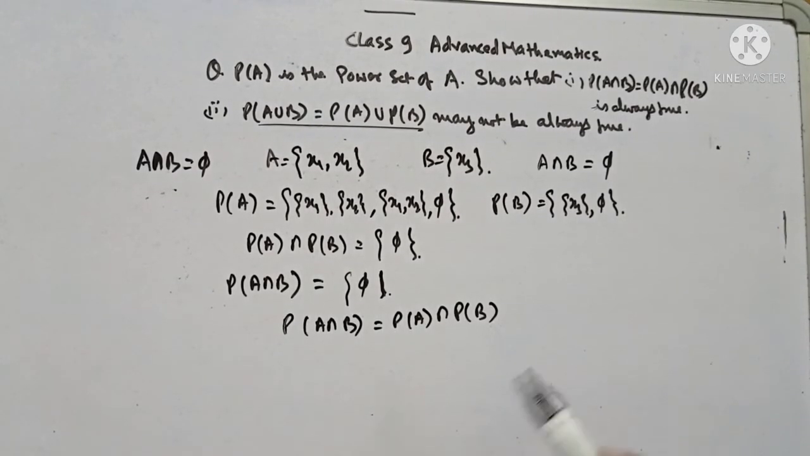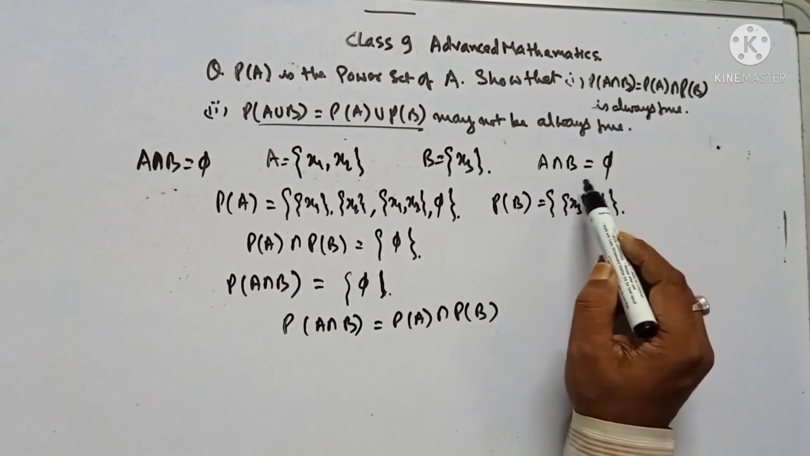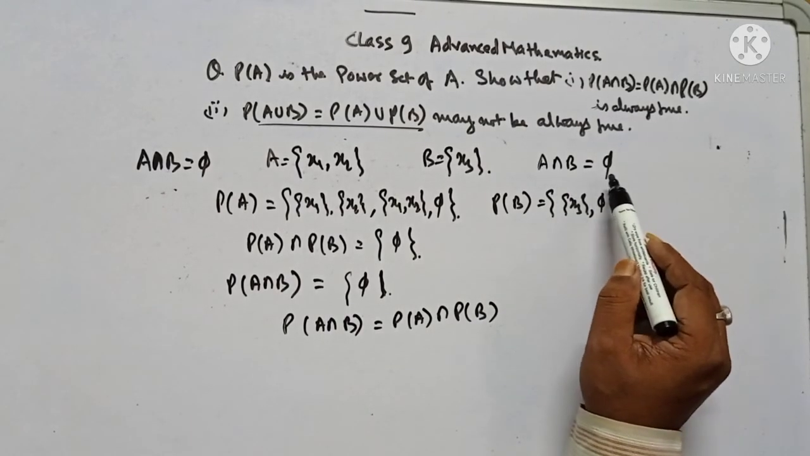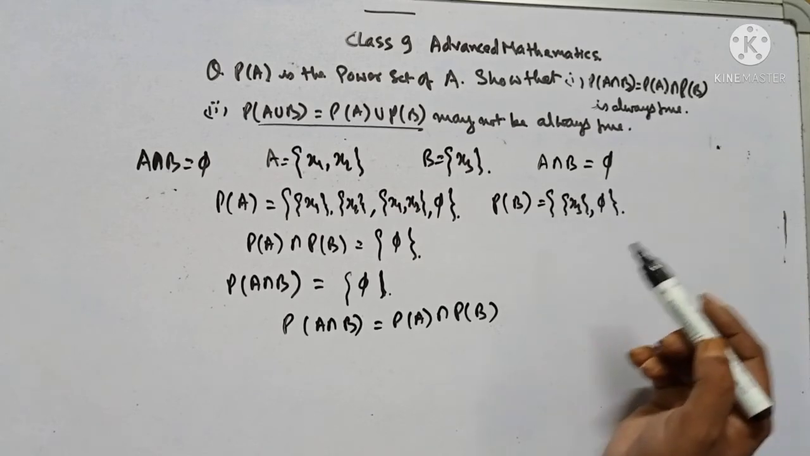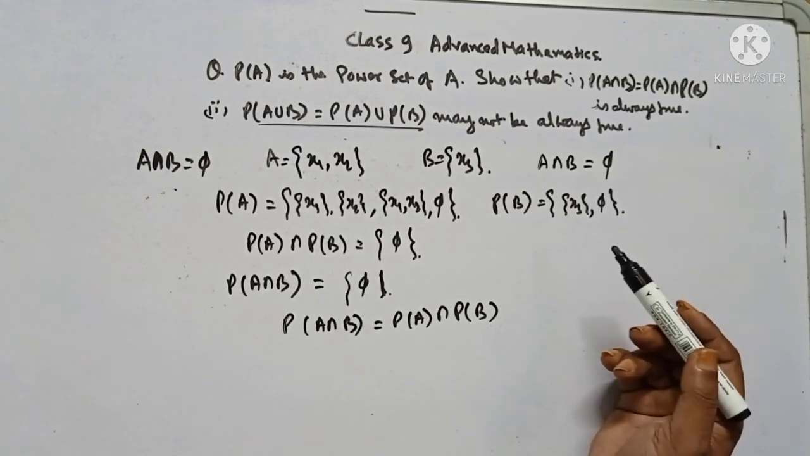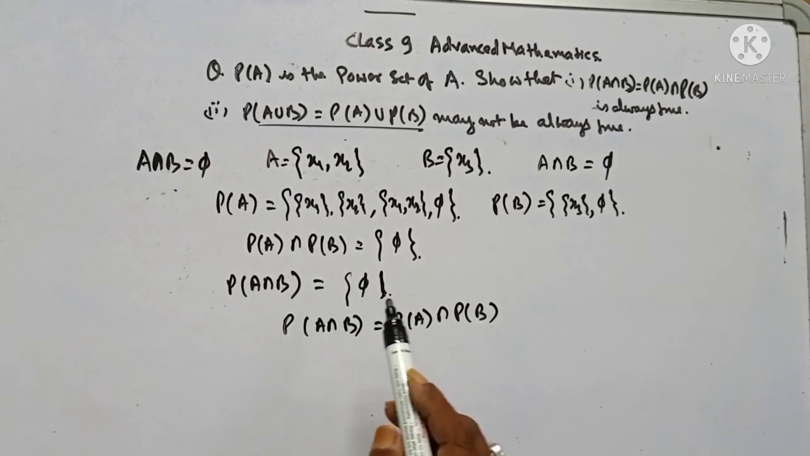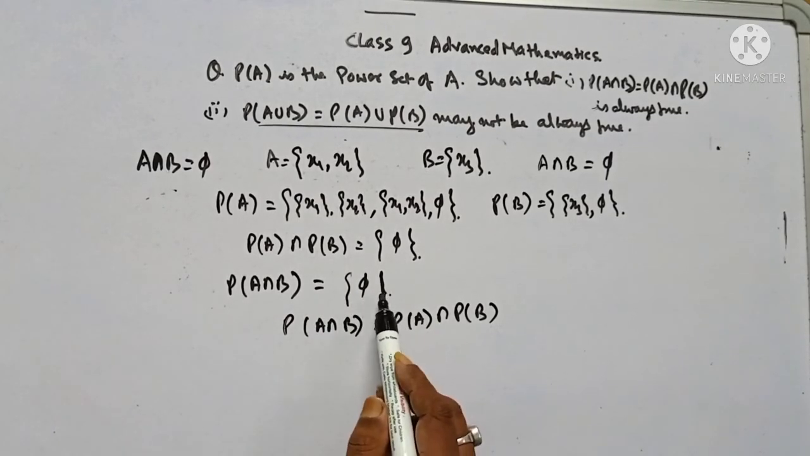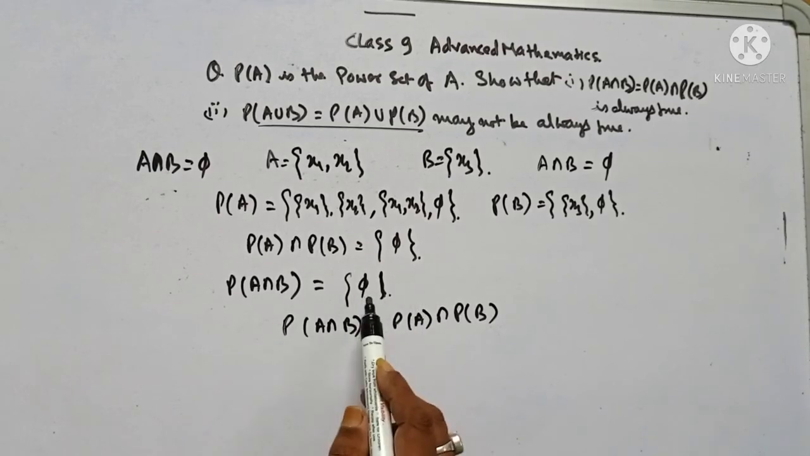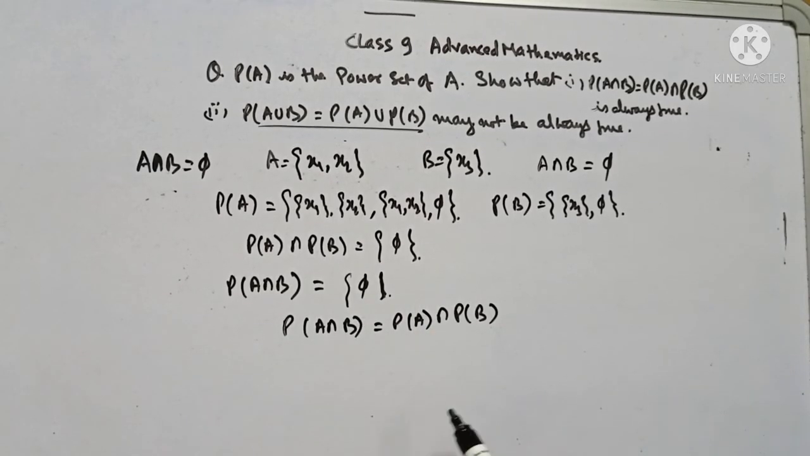So here there is no confusion that must arise, because A ∩ B is phi. So the subset of phi is phi. But since it is a power set, it is the set of the subset. So these two are equal. So this is proved. And if you have any doubt or if you find any problem, you can write in the comment section. This is over.